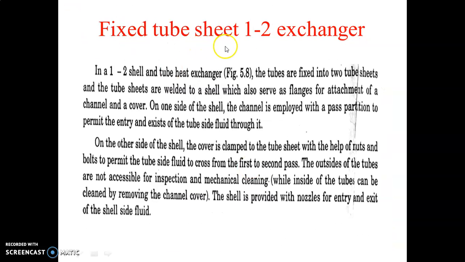So this is the fixed tube sheet 1-2 shell and tube heat exchanger. I have already told you that 1 stands for shell side passing and 2 stands for tube side passing. In these heat exchangers there are 2 tube sheets, and these tube sheets are welded, which serve as a flange for the attachment of the channel and cover. And one side of the shell channel is used with the pass partition for the entry and exit of the tube side fluid through it.